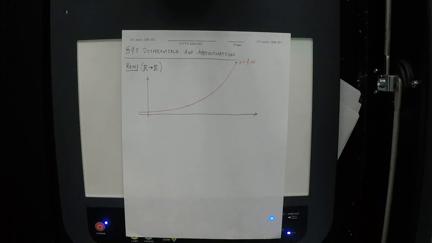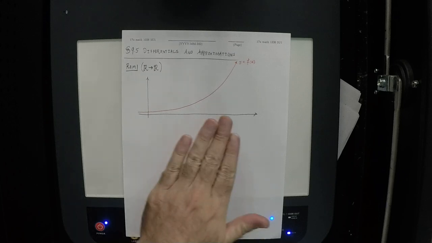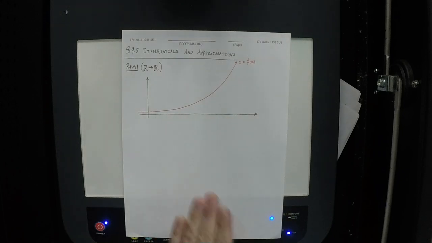Now, the point of view for about half of calculus is that if the function is nice and smooth, like this one is nice and smooth, then at a small enough scale, the function begins to look flat.